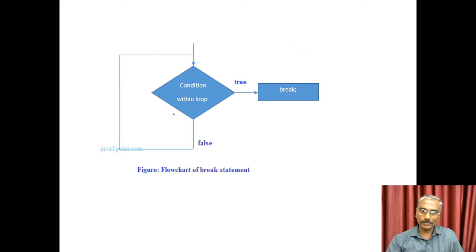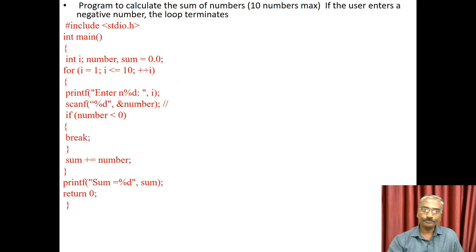Now let us see the flowchart for this break statement. It will start from the beginning statement, and if it reaches the condition, if it is true, it will come out of the loop. Otherwise, it will continue the statement. So that is the concept behind this flowchart.